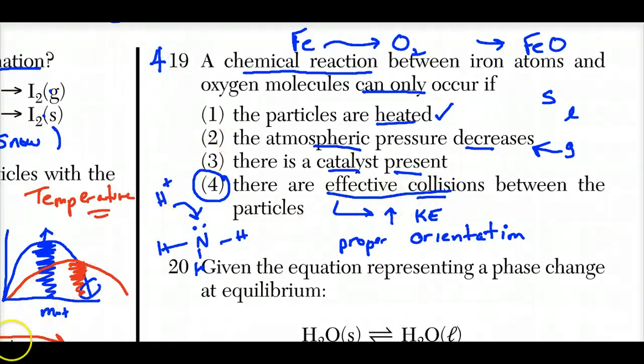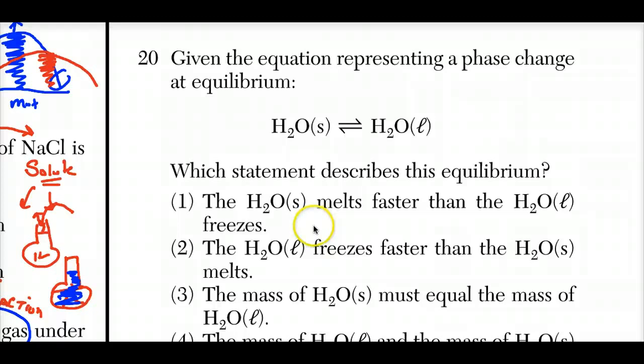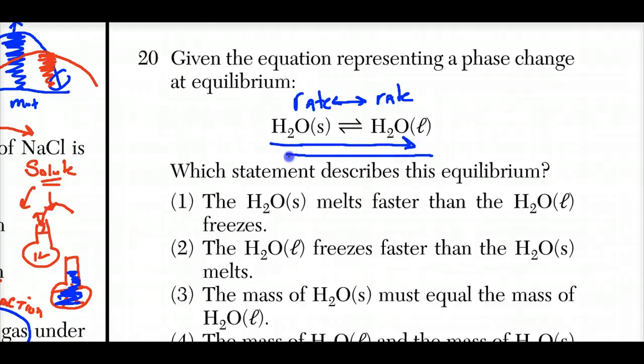Number 20. Given the equation representing a phase change at equilibrium. Oh, equilibrium, double arrow. 2 things I know. The rate of the forward equals the rate of the reverse, which means the solid melts as fast as the liquid freezes. Now because of that scenario, the amount of solid and the amount of liquid stay constant. So those are 2 things.